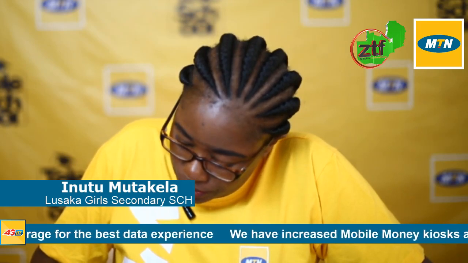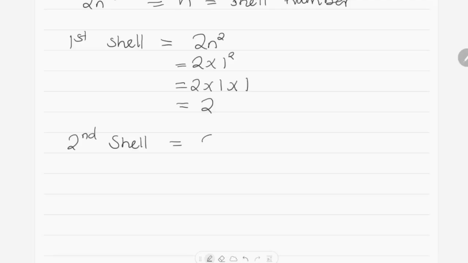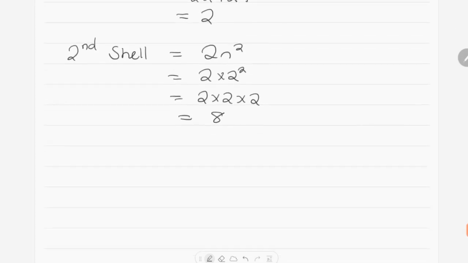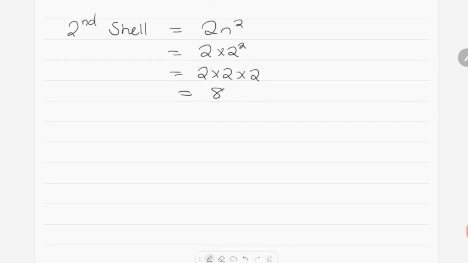So we go to the second shell. Second shell, 2n squared. Shell 2, then squared. This will give us 2 multiplied by 2 multiplied by 2. 2 multiplied by 2 will give us 4, multiplied by 2 will give us 8. So the second shell is supposed to accommodate a maximum number of electrons, which is equal to 8.